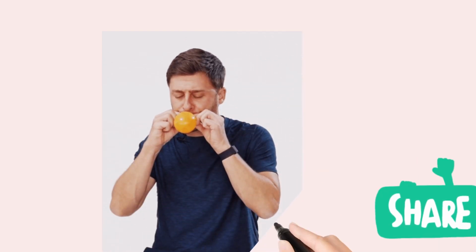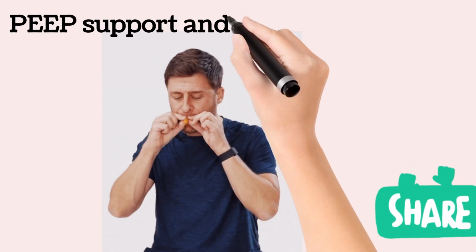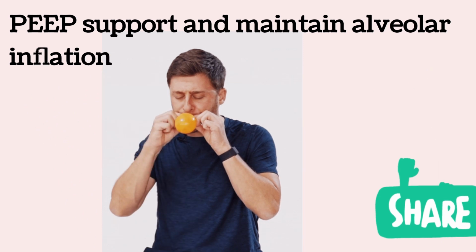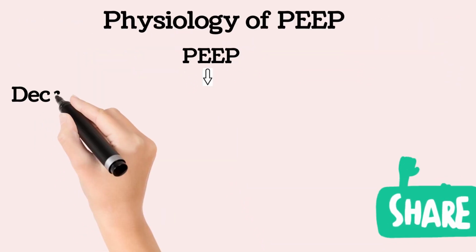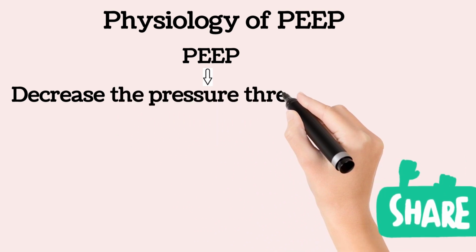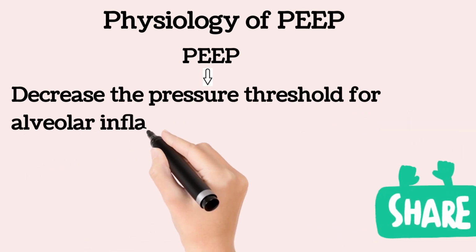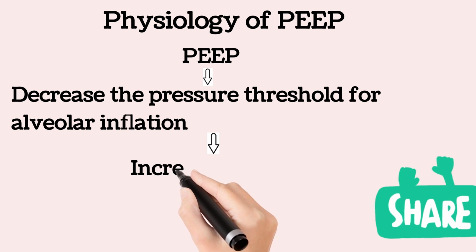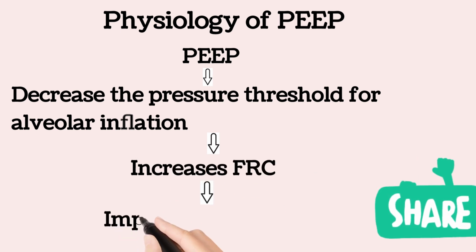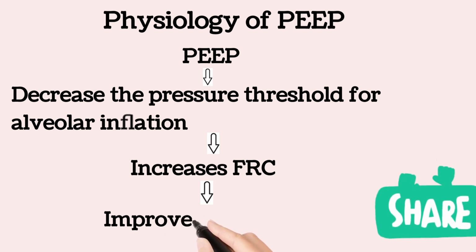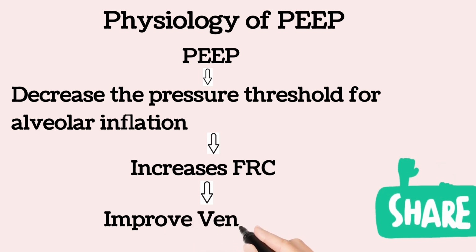PEEP increases the alveolar end expiratory pressure, which decreases the pressure threshold for alveolar inflation. PEEP re-inflates the collapsed alveoli and supports and maintains the alveolar inflation during the exhalation. Once recruitment of these alveoli occurs and is sustained, PEEP decreases the threshold for alveolar opening and facilitates gas diffusion and oxygenation.